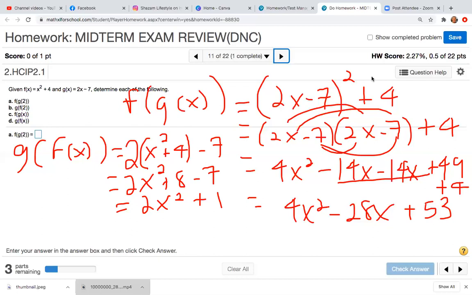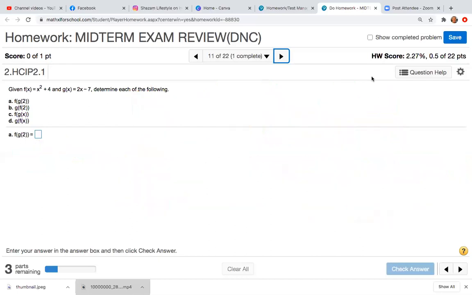So right here, you've got your f of g of x, which gives you this, and then g of f of x, that gives you that. 2 different functions, okay? So they're not the same. But like I said, you're not going to get every single part of this problem on the test, okay? It's going to be one question at a time. So next question.